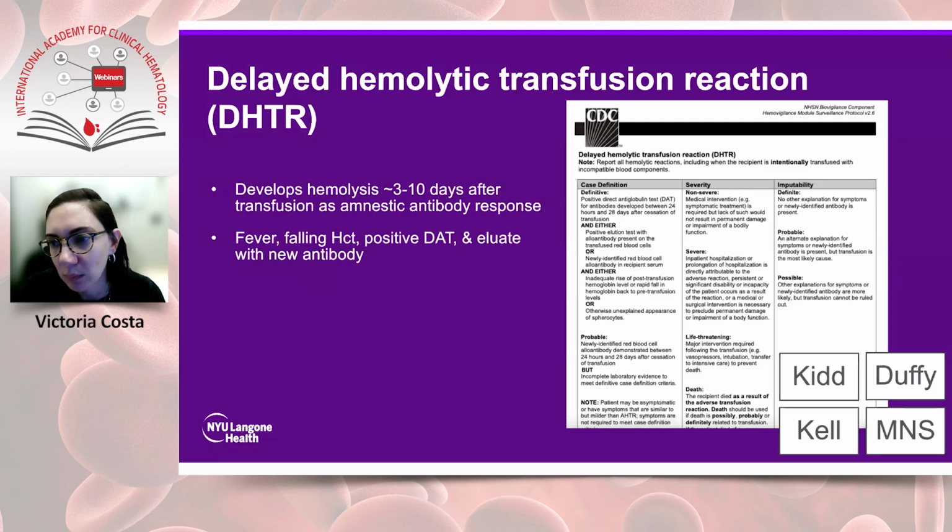So usually someone was exposed to this antigen a while ago, developed an antibody, and it fell beneath detectable levels, and they were re-exposed, and it comes back and causes this reaction. Clinically, will present with fever, falling hematocrit, positive DAT, and elevated antibody. And I've included the official criteria from the CDC hemovigilance criteria for this.